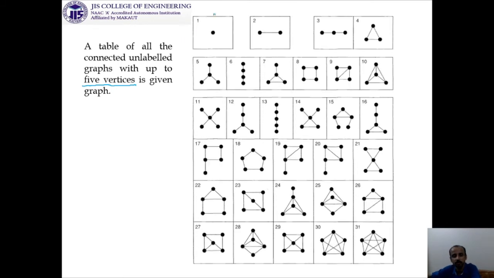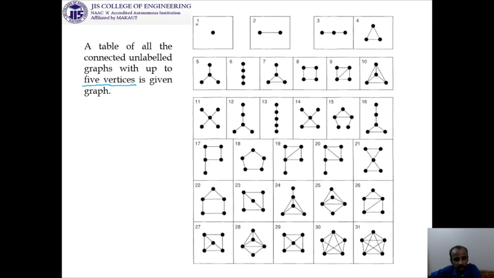Now one very interesting thing will be shown: a table of all the connected unlabeled graphs with up to 5 vertices. We are taking it up to 5 vertices. You can get it in various other resources. I am also taking it from an internet resource and one textbook, which is already mentioned in the bibliography as well as given in the reference sheet. So let us see how beautiful the thing is.